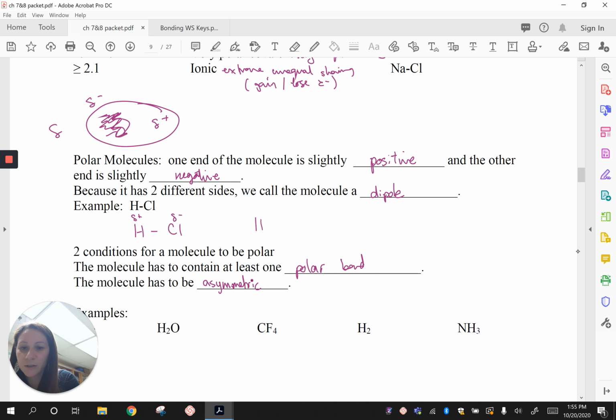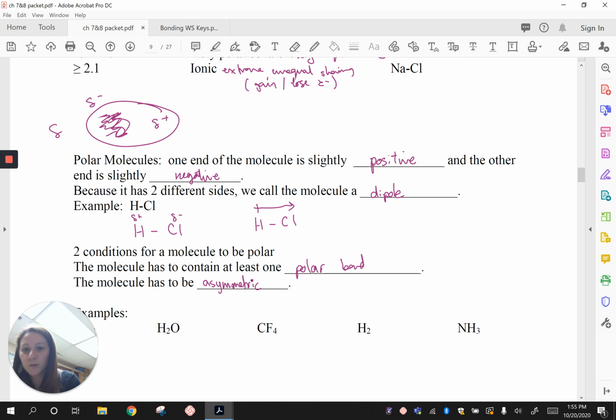Another way to show it is you draw an arrow towards the more electronegative atom. And so chlorine is the more electronegative atom, so you draw it like that. And on the other side, you put a little dash so it looks almost like a positive sign. And that's because this is partially positive, and then the electrons are going in this direction towards the chlorine.